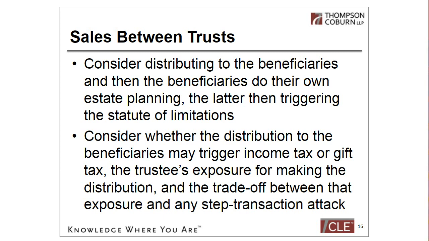So the trustee may have exposure, which I'm going to discuss in a moment, a way to deal with that. And then the other thing is that transaction. If the trustee makes a distribution and then the beneficiary makes the gift, is that really just simply a transfer from the old trust to the new trust because they all happen together? And the more you lock it down to protect the remainderman's interest, the more it'll look like a step transaction. So there's a trade-off between the trustee's exposure and a possible step transaction attack.